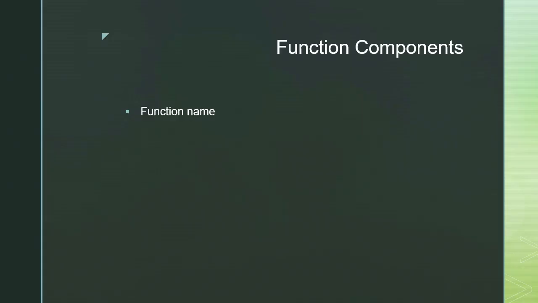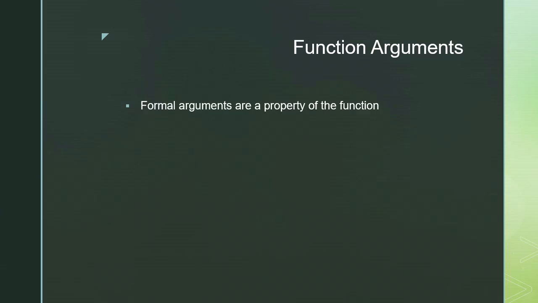The second function component is an argument. You can have multiple arguments, but you also could have no arguments. These are not required, but they're very common. Let's look at the characteristics of function arguments. The formal arguments are a property of the function, but actual arguments are used to call a function and can vary.